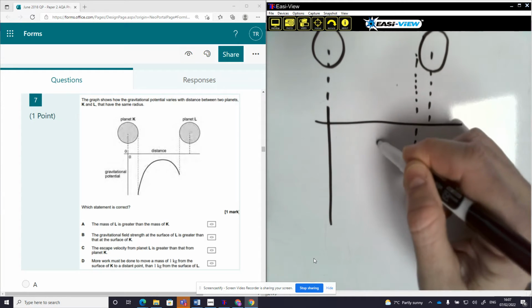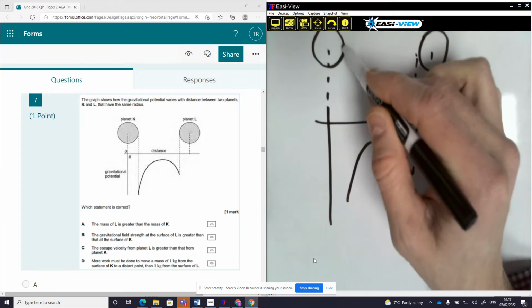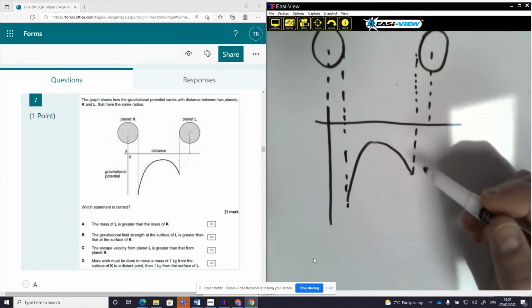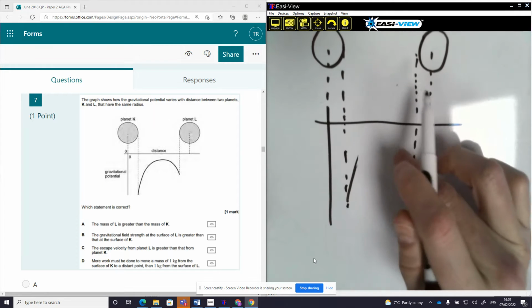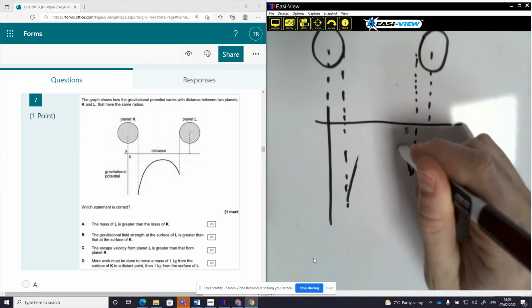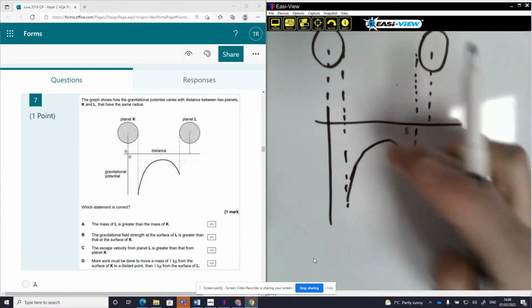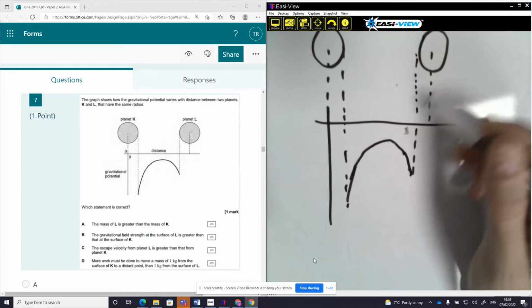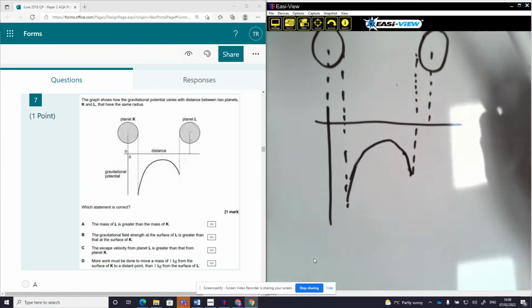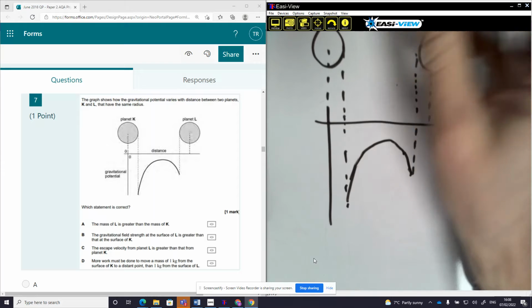I'll explain that in a second. And then we have the surface of this one, and we have this sort of shape. And actually, that is quite important, that it's closer this way than that way. So we have a 0 point closer to planet L, as per the diagram in the question. So we've got planet L and planet K. And what does this tell us?